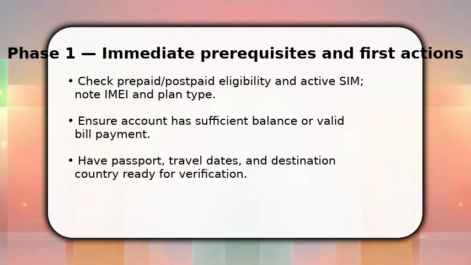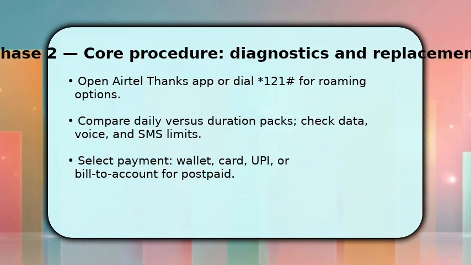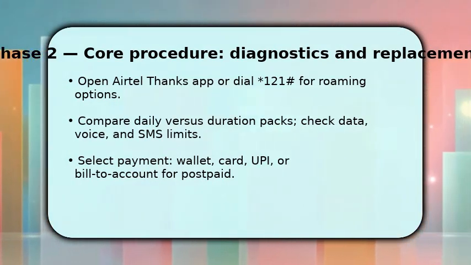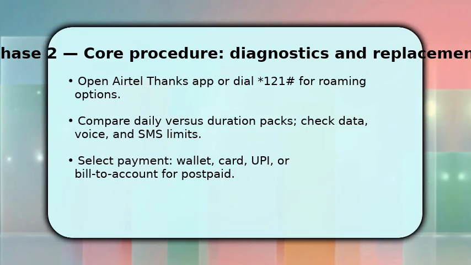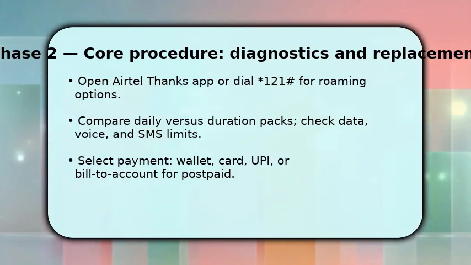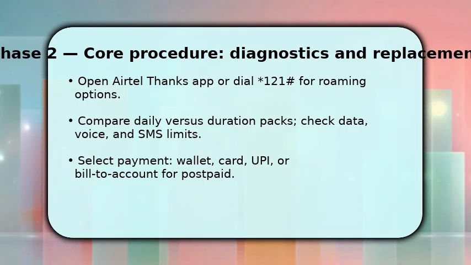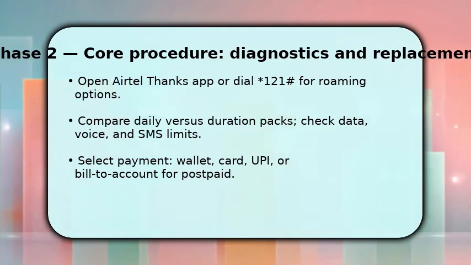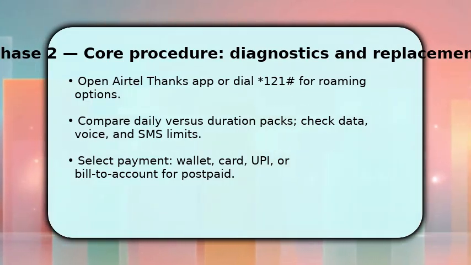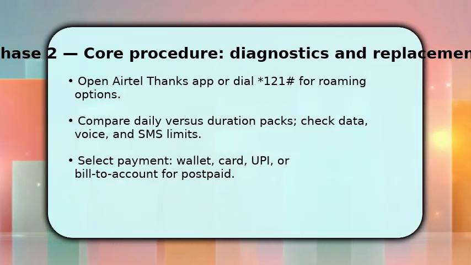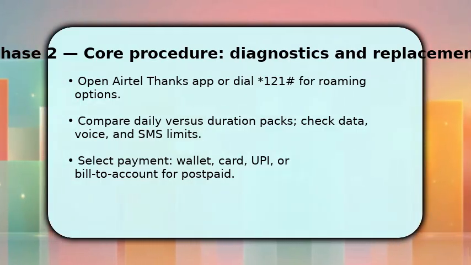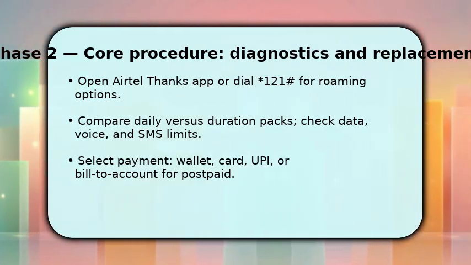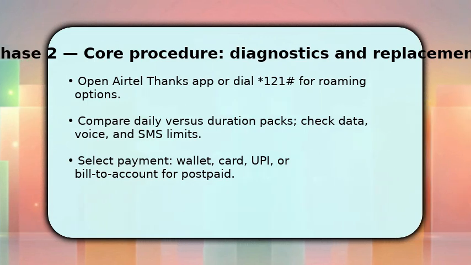process immediately. You now pick the right roaming pack. In the Airtel Thanks app, tap roaming and view packs by country. If using USSD, follow prompts after dialing *121# to roaming. Compare daily packs versus fixed duration bundles and check included data, voice minutes, and SMS so you don't overspend. Once decided, choose payment: wallet, card, UPI, or for postpaid, bill to account. After payment, you'll receive an SMS confirmation. Retain it for reference, and wait for the active flag on your line.